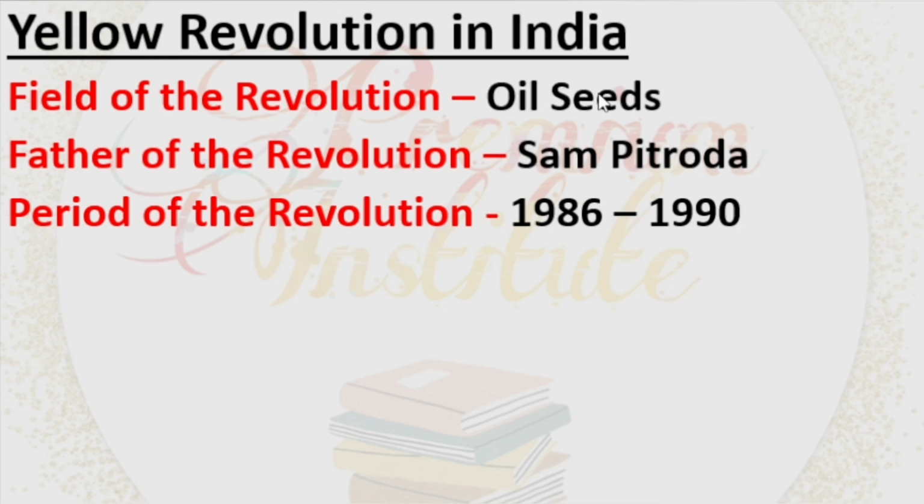Yellow Revolution in India. Field of the revolution: all seeds. Father of the revolution: Sam Pitroda. Period of the revolution: 1986 to 1990.